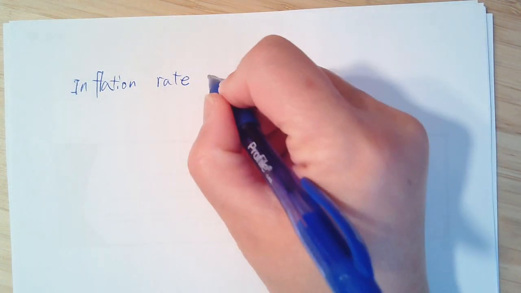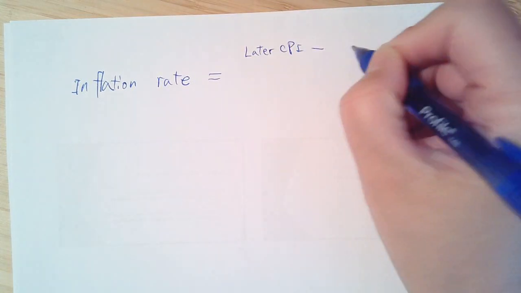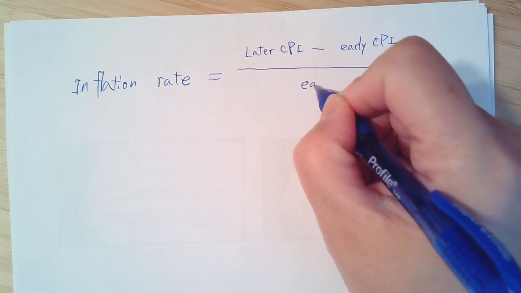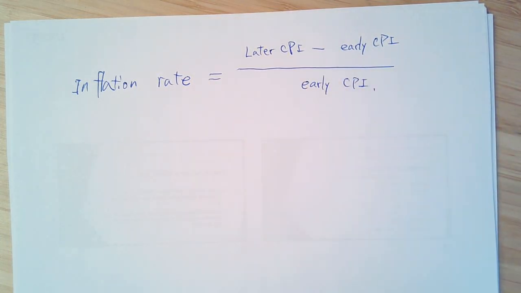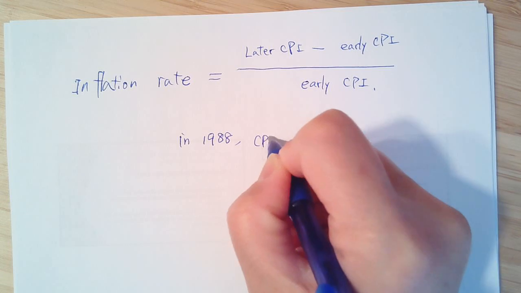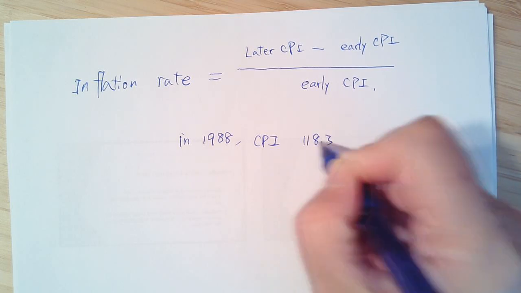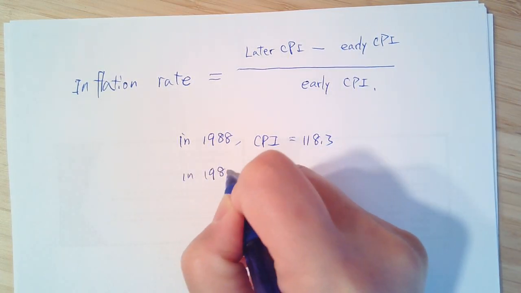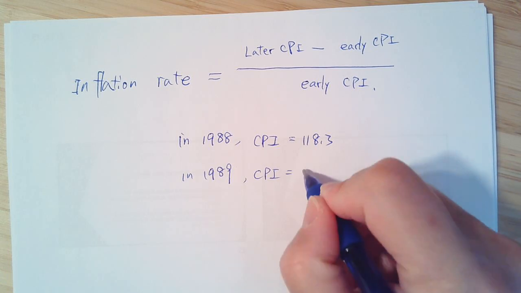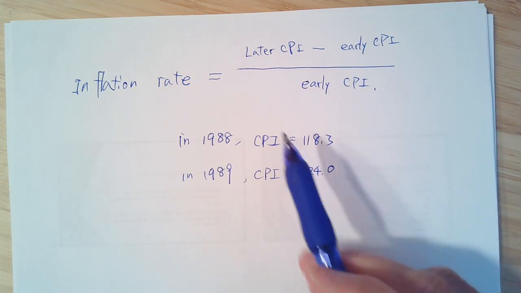What does that mean? Inflation rate is the later CPI minus the early CPI, divided by the early CPI. All right. Now, in 1988 the CPI is 118.3, and in 1989 the CPI, if you look at the government website, is 120.4. Now what is the inflation rate from 88 to 89?